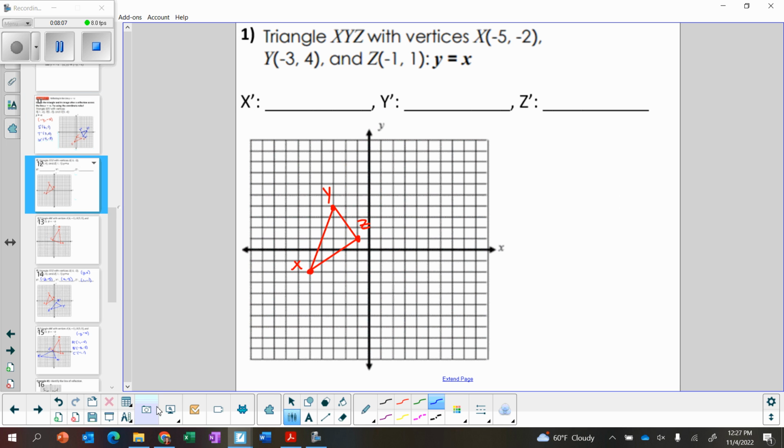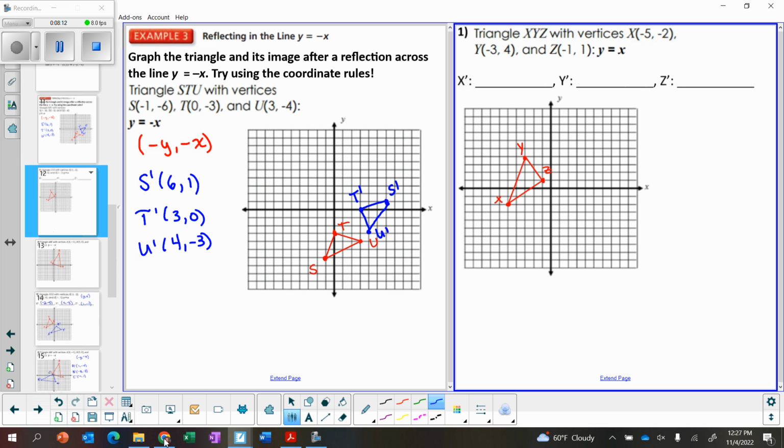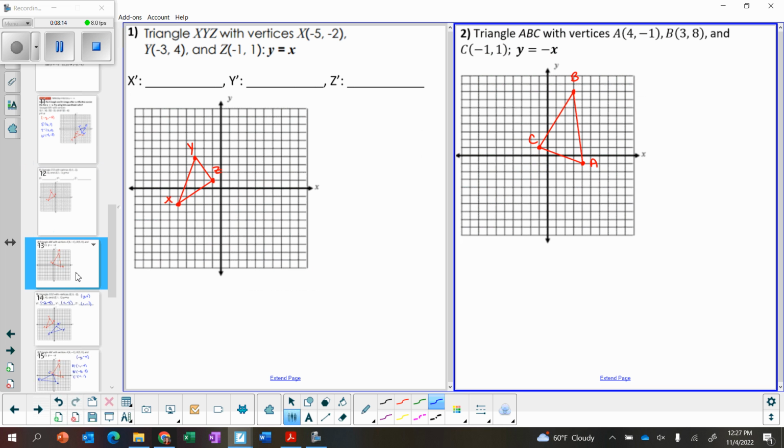So you're going to go ahead and try the next two. In the first one, reflect over the line y equals x, so you could use the rule for that. And the second one, over the line y equals negative x, you can use the rule for that. So pause for the problems, and when you're ready to see the answers, hit play.